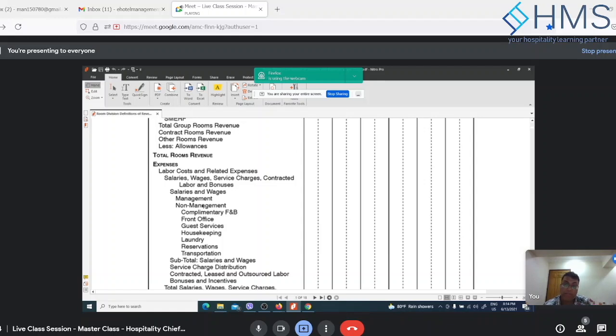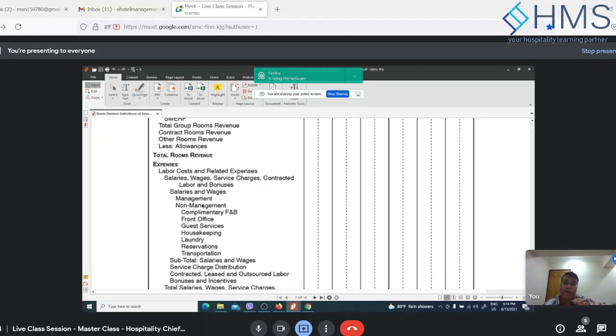So the reservations department usually will be coming here, because the reservations job is mostly for rooms only. So even though the reservation department is controlled by sales and marketing and revenue management, the cost is charged to the rooms department. Then you have transportation, limousine, or the concierge services, right? So these are mostly the non-management categorization.